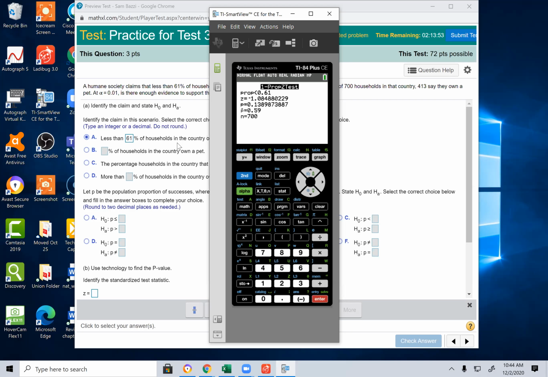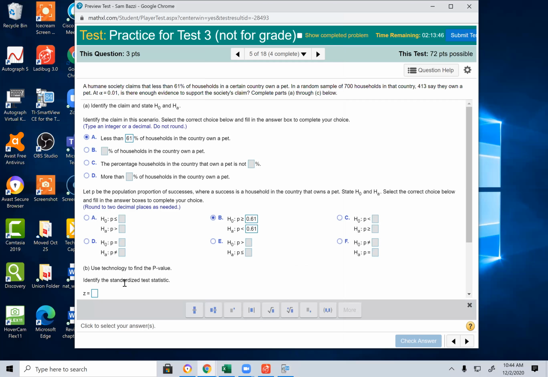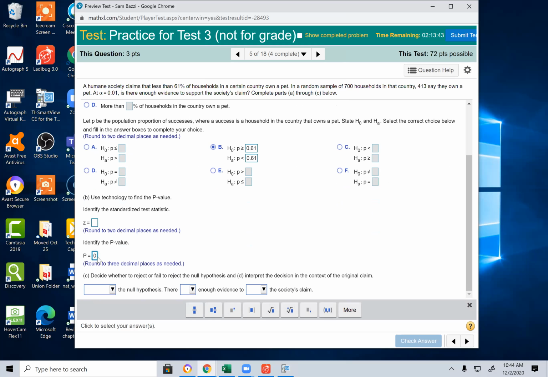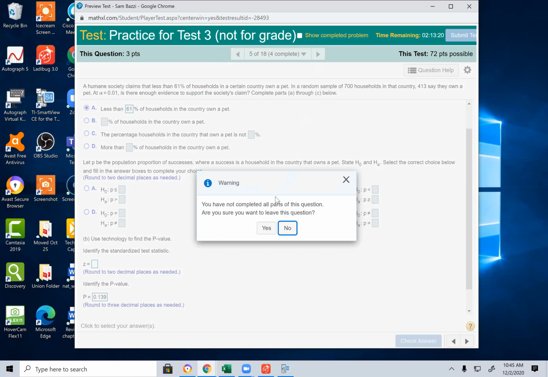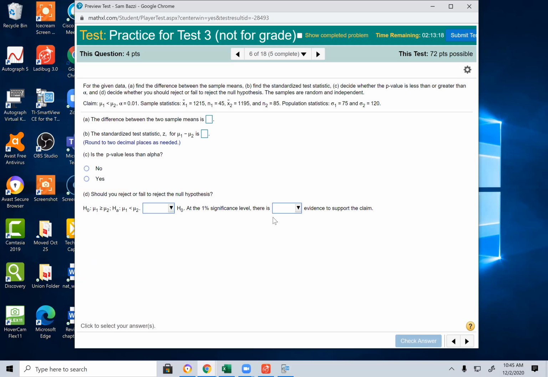So the p-value is more than alpha. You fail to reject the null hypothesis. So 0.139, I'm going to write it down just to see how to enter this one. And here, fail to reject the null hypothesis. And there is or there is not, guys. There is not enough evidence to support the society's claim. As simple as that. If you just know the steps, you should be able to do it. And don't forget to put the value of Z. Otherwise, you won't get credit for that one.